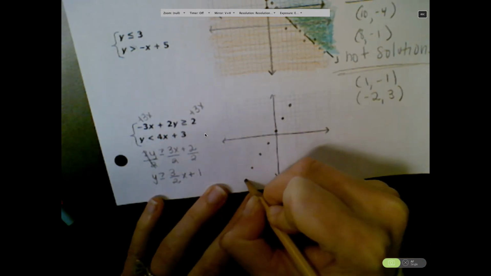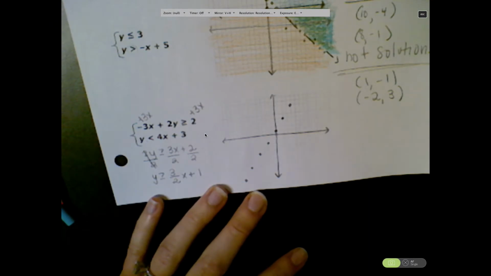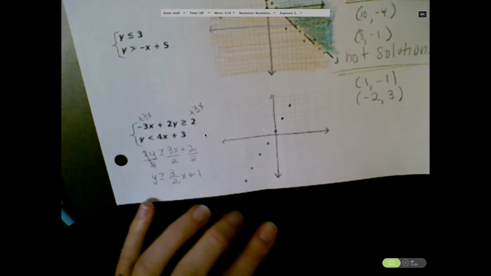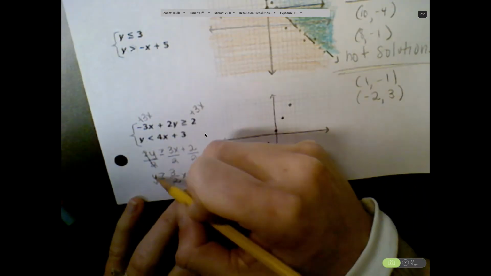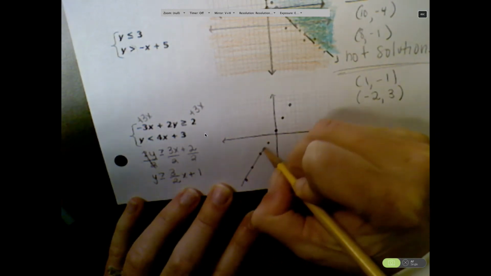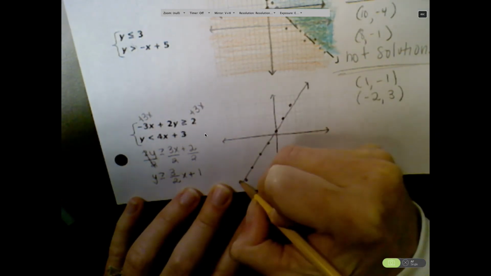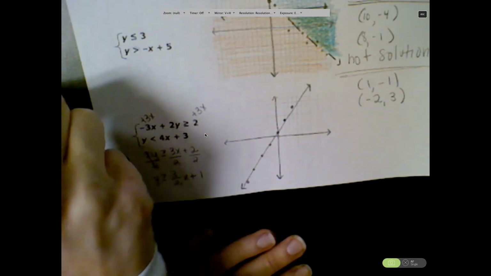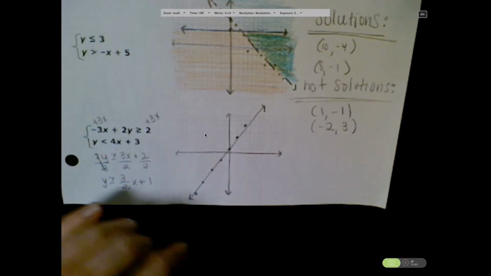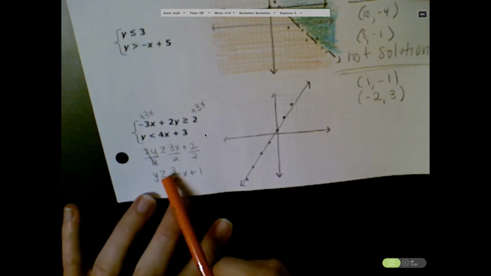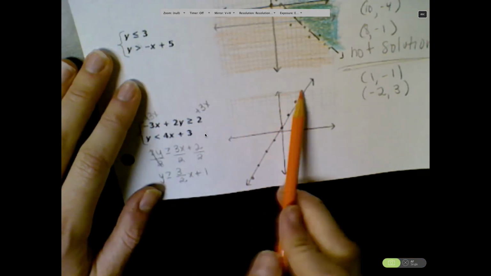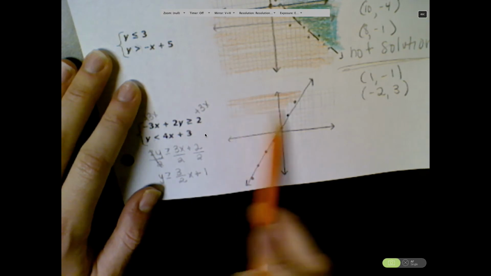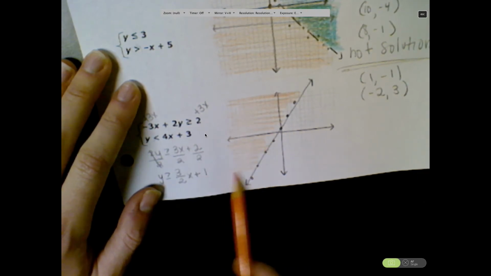Now, should I connect my points with a dotted line or a solid line? Solid, because it's greater than or equal to. And where should I shade? Above, because it's greater than. Shade all this area over here.